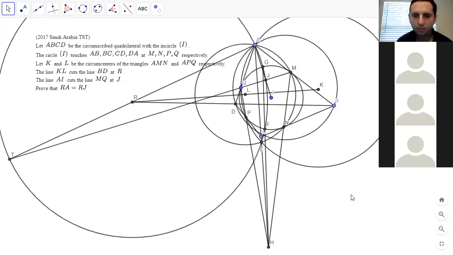Okay, so we know R lies on the polar of H, and H lies on the polar of R. Maybe we could show RI is perpendicular to FG. Because yeah, that would solve it if we could show that.